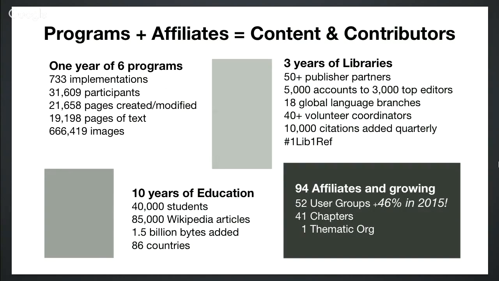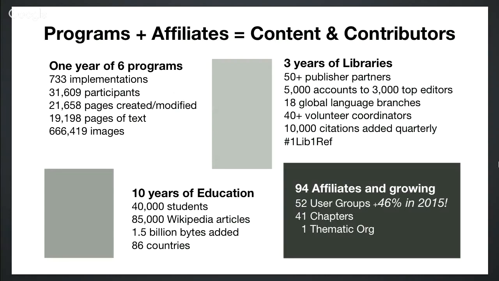So first of all, the connection between programs, the importance of our affiliates and the work. In 1 year of 6 programs across our grantees, we found 733 implementations: editathons, Wiki Loves Monuments, GLAM. We saw the connection with regard to additional content as well as engagement of contributors. A newer program, which actually began as an engagement grant, our libraries, we saw connection with those publisher partners. We saw that we had 5,000 accounts, 3,000 top editors and 18 global language branches.